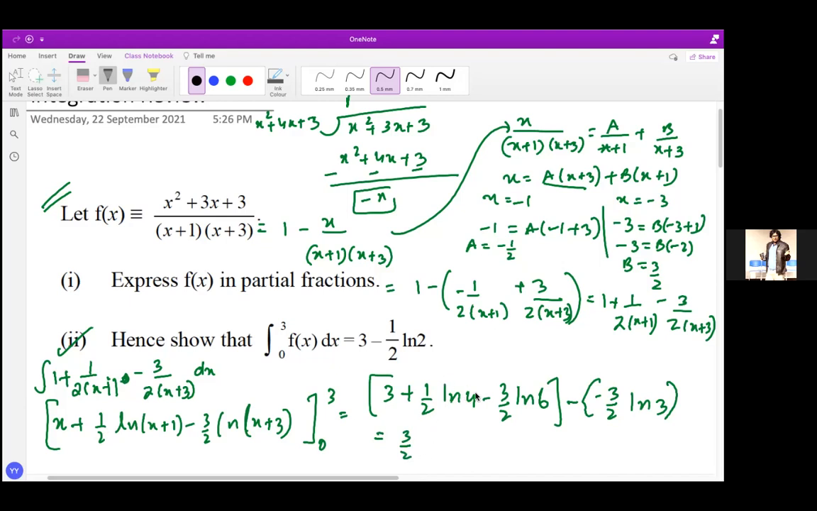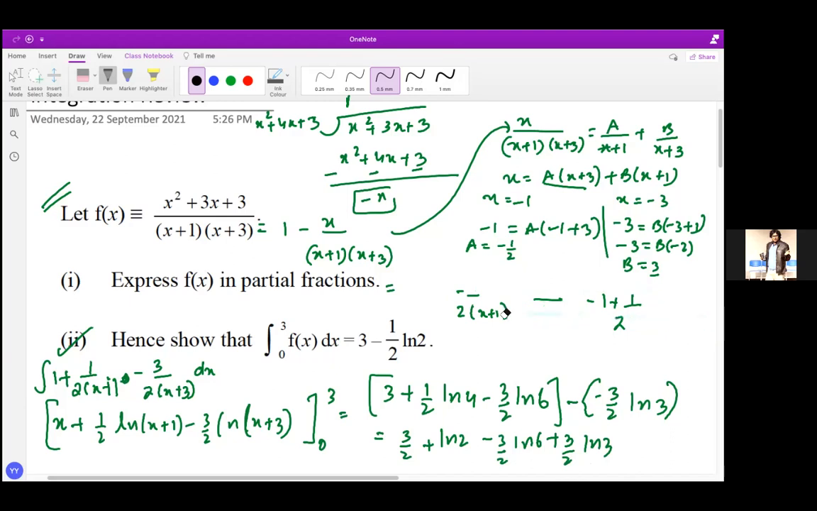Now half ln 4 is nothing but half ln 2 squared. If you bring the power down, it becomes 2 upon 2, which is simply ln 2. And minus 3 by 2 ln 6 plus 3 by 2 ln 3. Now if you simplify this, 3 by 2 you take common. So what do we get is basically, I'll just erase this part here. So 3 by 2, sorry, this is 3. This is not 3 by 2. So this is 3 plus ln 2 plus 3 by 2 you take common.